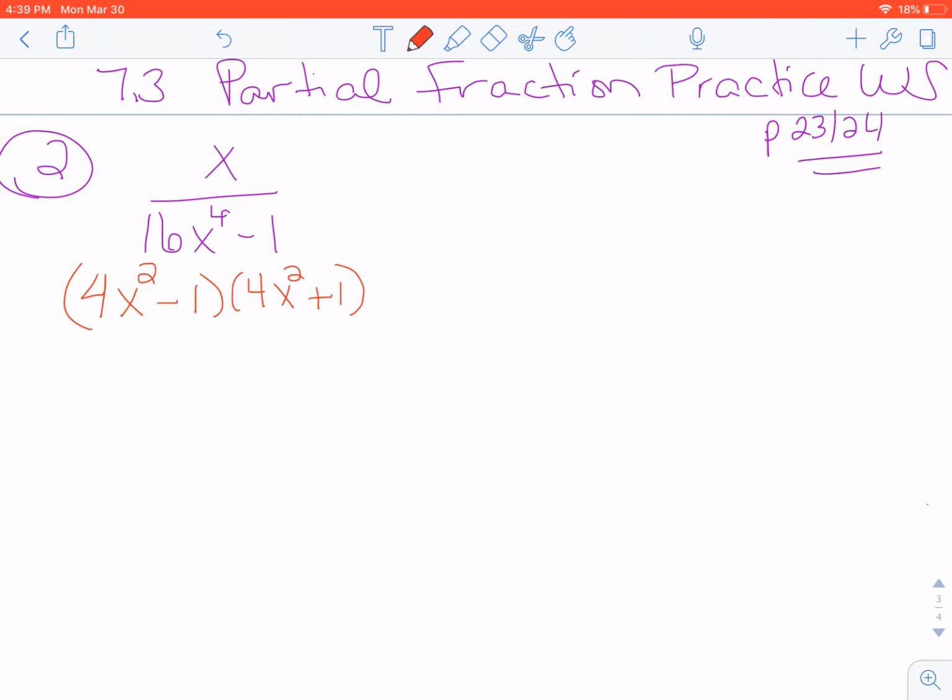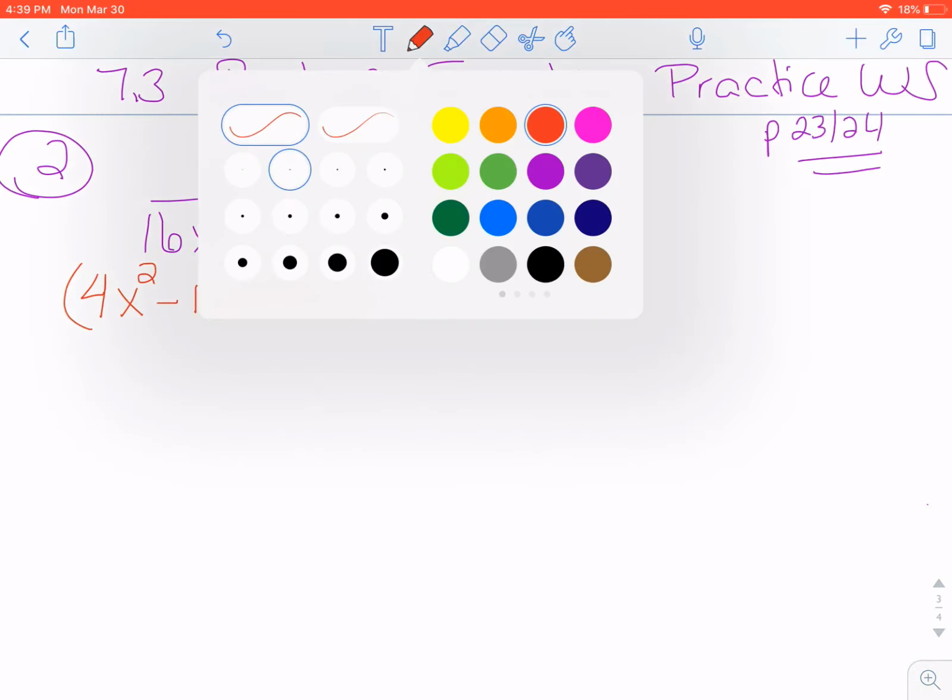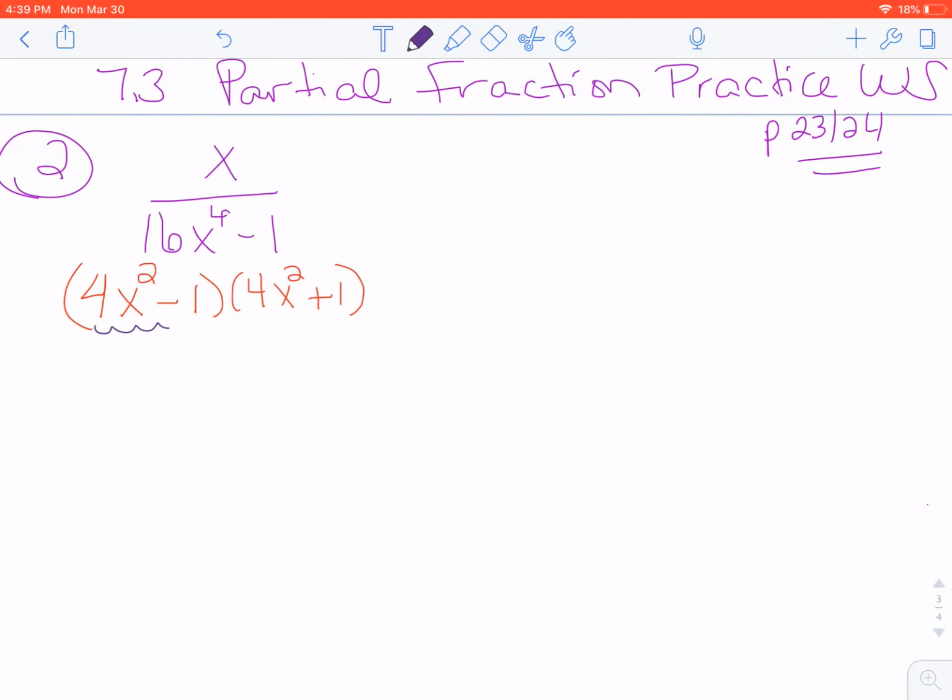All right, that looks good, except it's not quite factored. Factoring it completely, looking at this first one, we still have a difference of perfect squares. 4x squared is a perfect square, with a 2x plus 1, and then a 2x minus 1. And then we still have that 4x squared plus 1. So we have our 3 factors. It is completely factored. That 4x squared plus 1 cannot be broken down any further. Now we just need to take this and start writing our partial fractions.